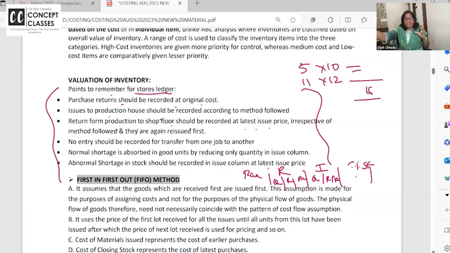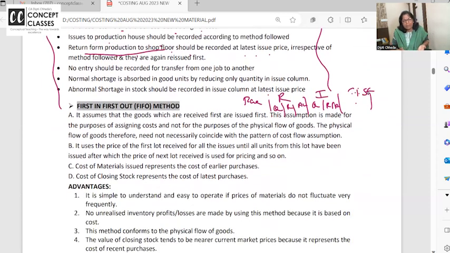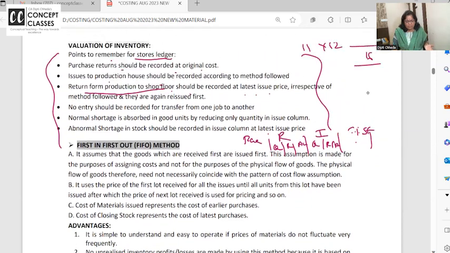Whenever there is something extra in production and it is coming back to the shop, record it at the latest issue price. The one that was last issued is what comes back. And logically, if I have issued this much material for production, they will use whatever has come latest last, and if they don't use it, they will return it to the storeroom. So whenever there is a return from production, I challenge you must not have studied like this. This is mind mapping. Revise it again and again, or problems, we have done everything in the Sarthi batch.